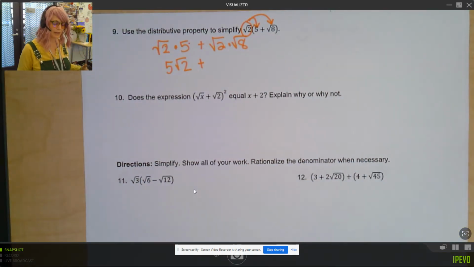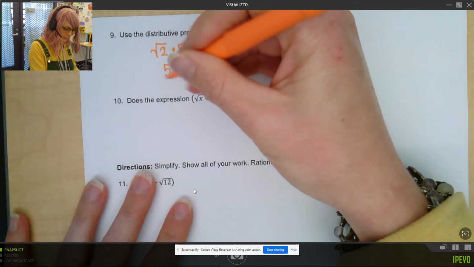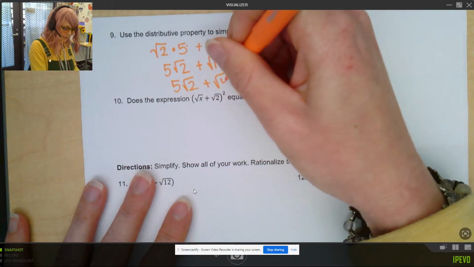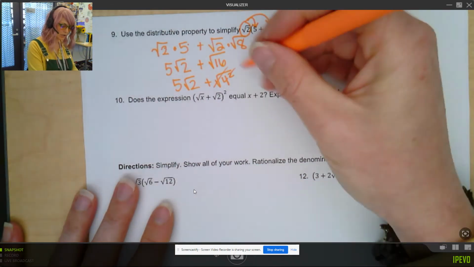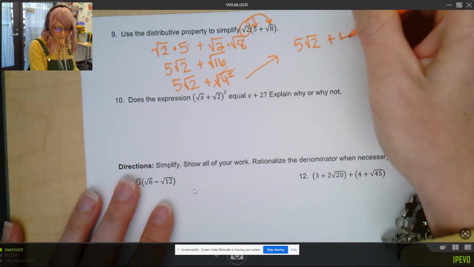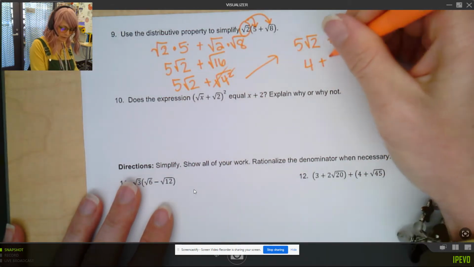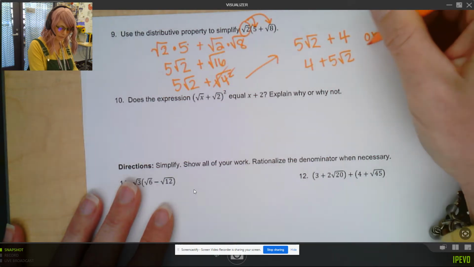And if you want to, we can leave them as their factors. I notice already 8 times 2 is 16, and it's a perfect square, so I'm going to multiply them to get 16. So then I have 5 square root 2 plus square root 16 is 4 squared. Square roots and squares are inverse operations. So we get 5 square root 2 plus 4. You can also write it as 4 plus 5 square root 2. Tomato, tomato.